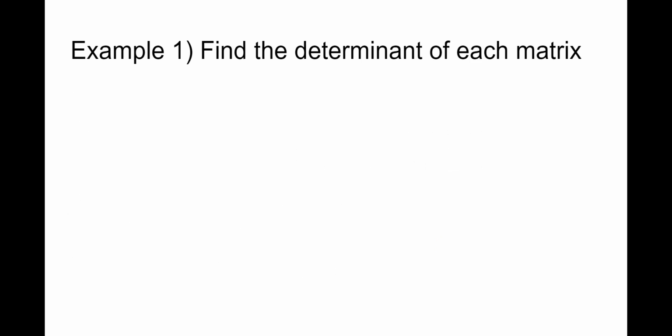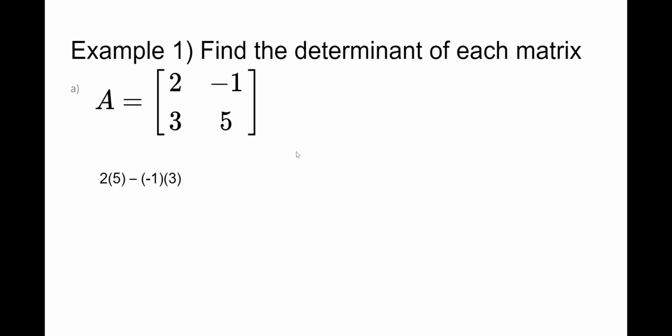For example 1, we're going to find the determinant for each matrix. For A, matrix A, first row has terms of 2, -1. Our second row is 3 and 5. We're going to multiply our first diagonal, 2 times 5, minus multiply the second diagonal, -1 times 3. 2 times 5 is 10, -1 times 3 is -3. And when we subtract 10 minus -3, subtracting a negative is like adding, so we get 10 plus 3, and the determinant of matrix A is 13.